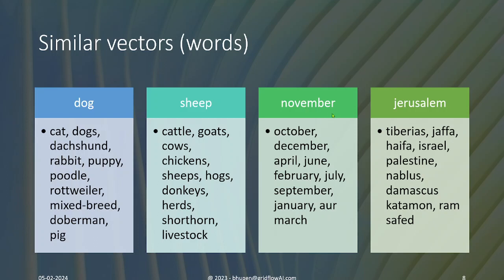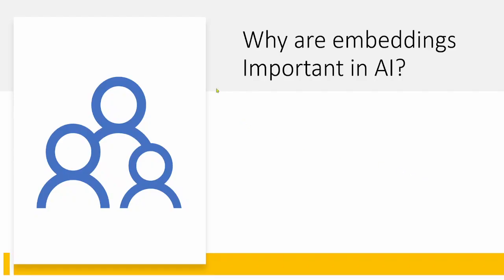And likewise, let's say November, with the vector representation for November and the other months, they should also be in closer proximity. So that's the basic idea of word embedding. Why are word embeddings important in AI? Because of the need for semantic understanding.